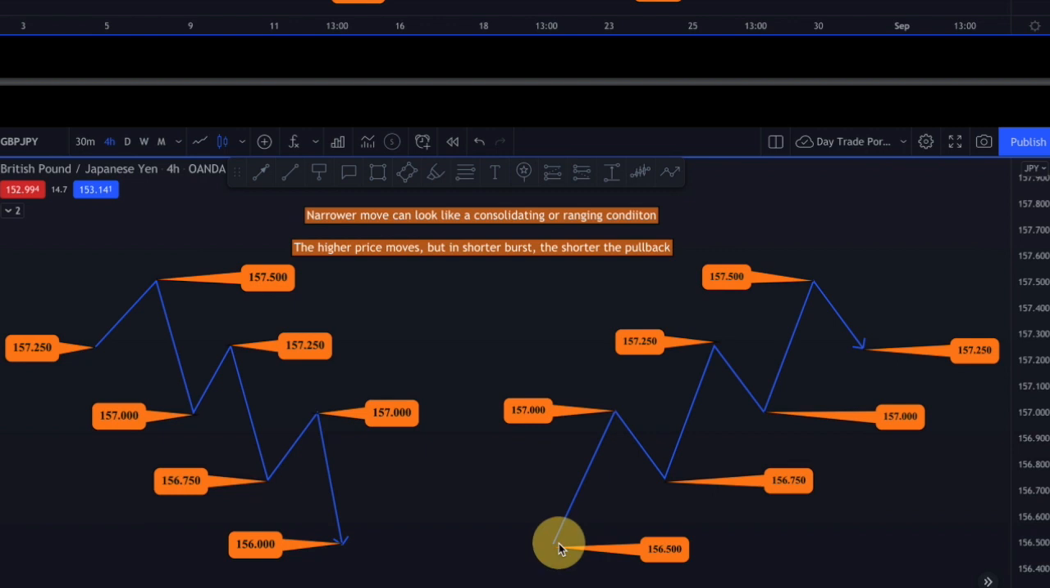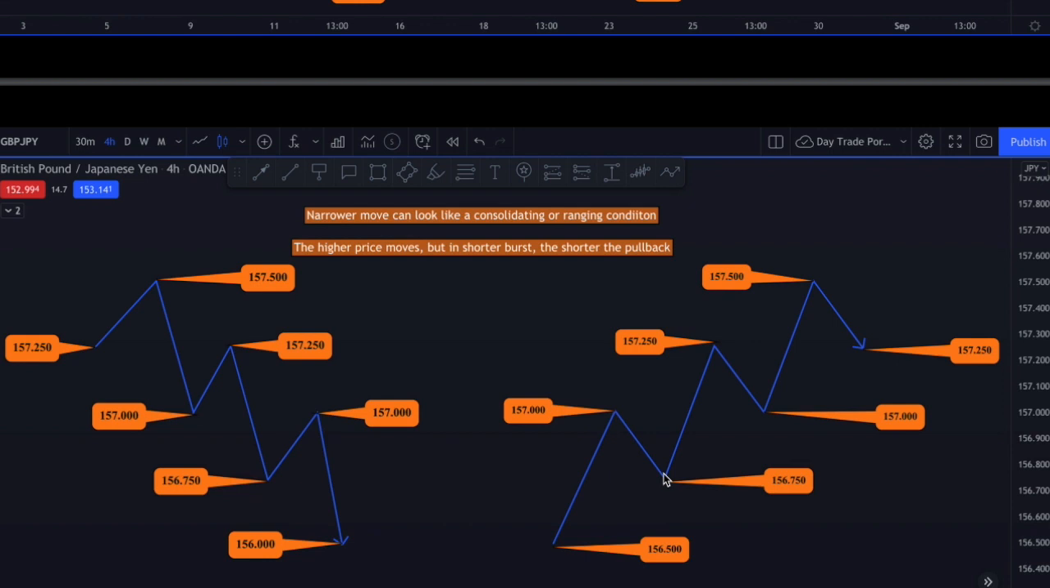So let's just say that price goes from 156.50 up to 157s. Okay, that's a 50 pip move. But then it moves back down to 156.750s, right? And when it moves back down to 156.750s, that is a small decline, again, of about 25 pips, okay? So this is a small area that price is covering.